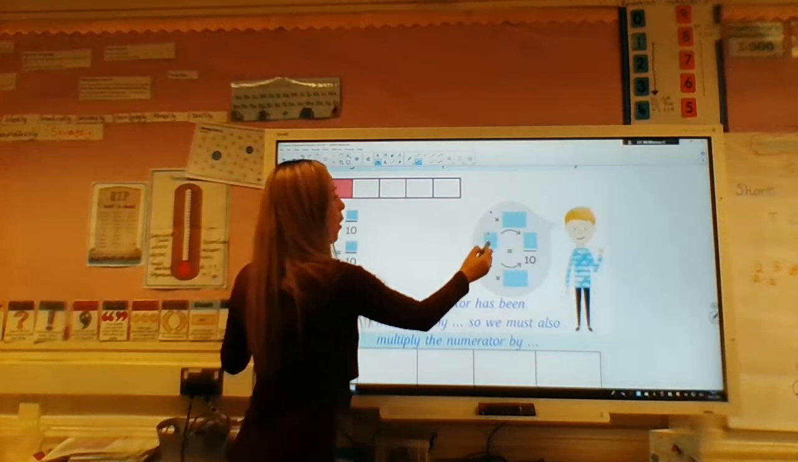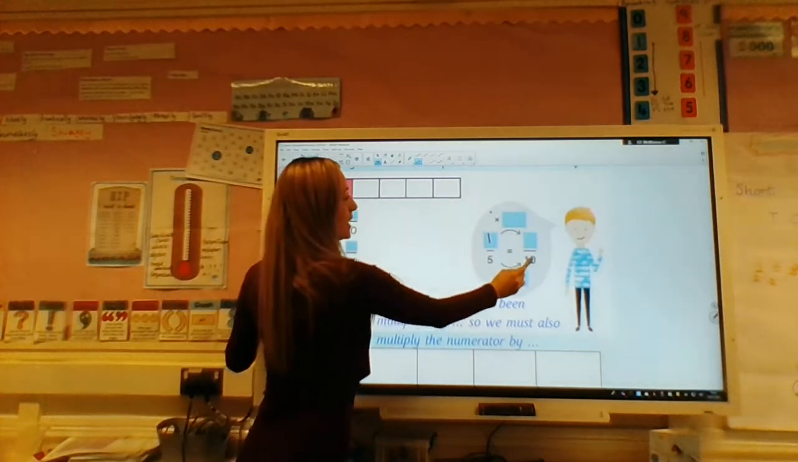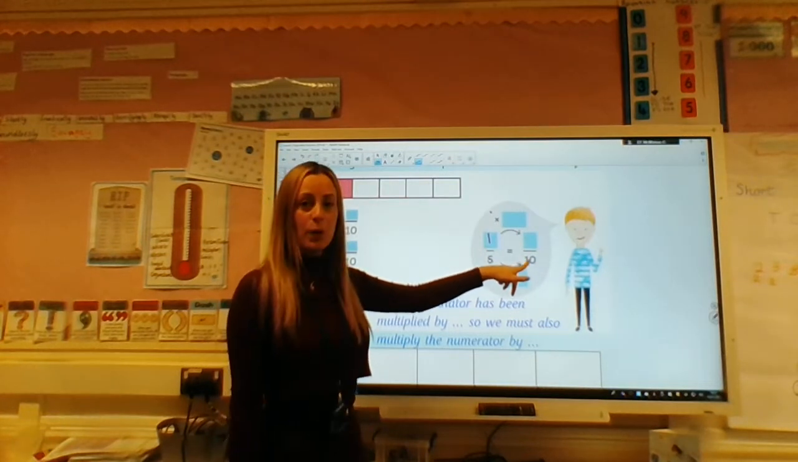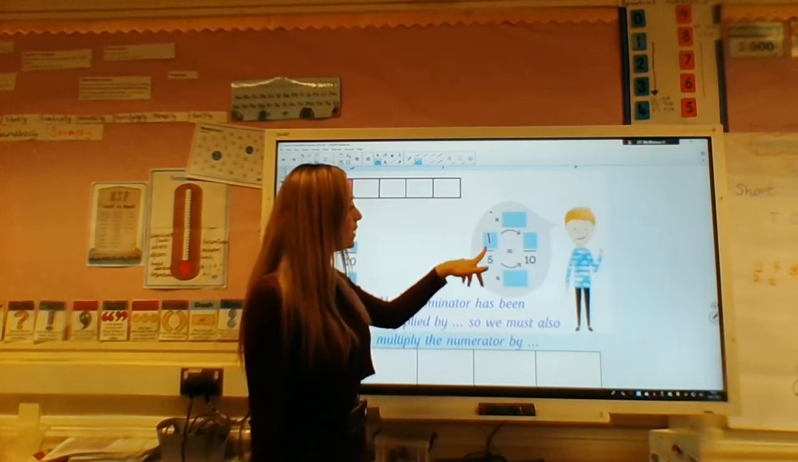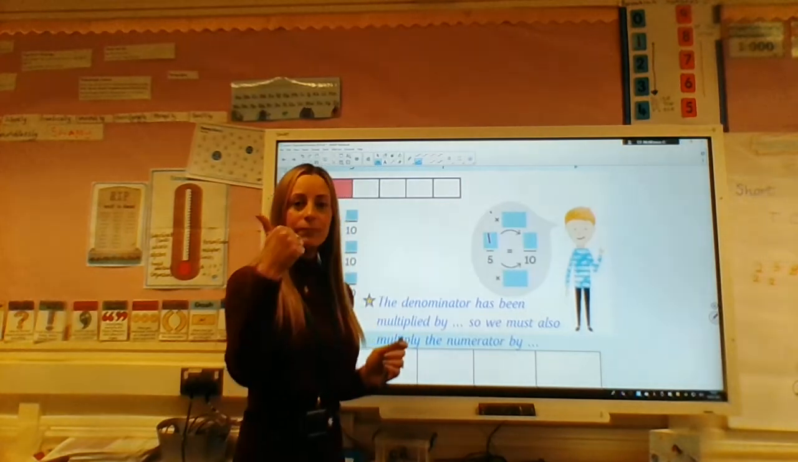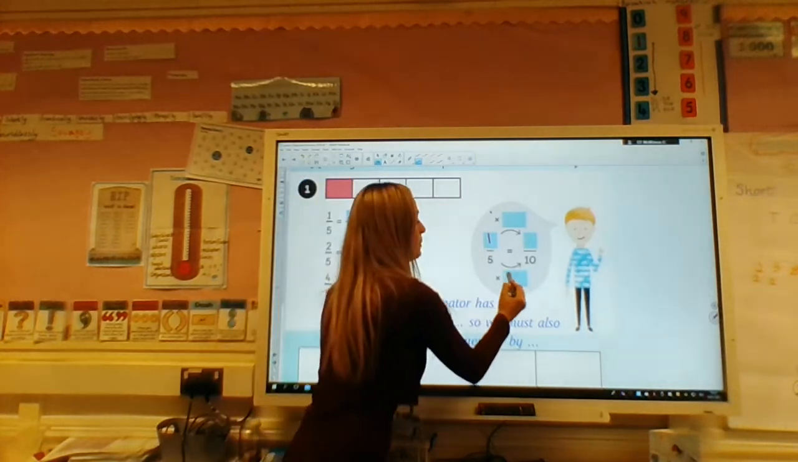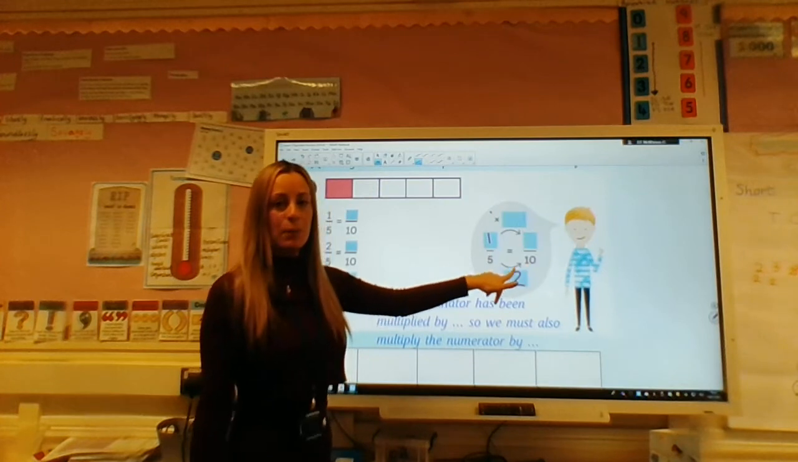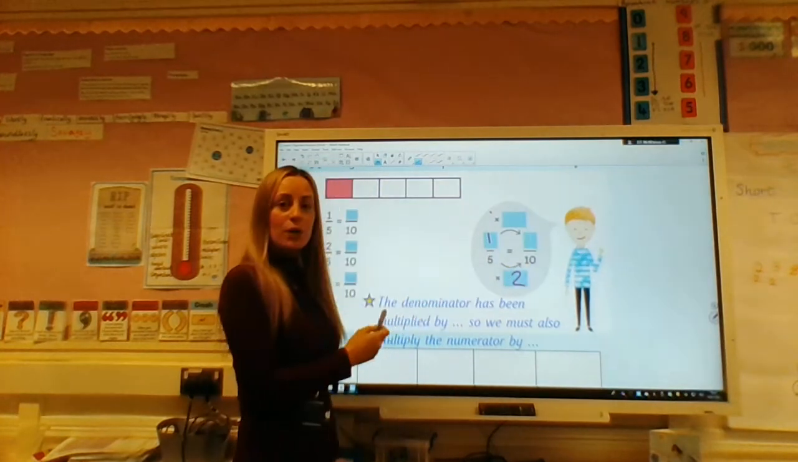So look, we've got 1/5 is equal to how many tenths? So I've got the fifths and the tenths, so I can work that out at the bottom. So how many 5's go into 10? 5, 10, so that's been multiplied by 2. So because the bottom number, the denominator, has been multiplied by 2, then that's what I do to the numerator.